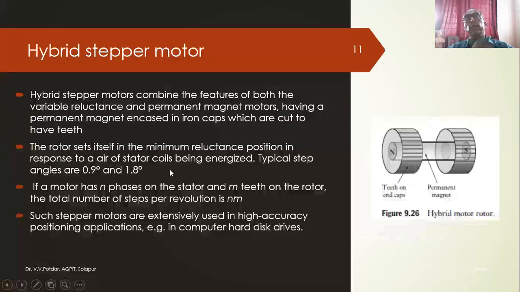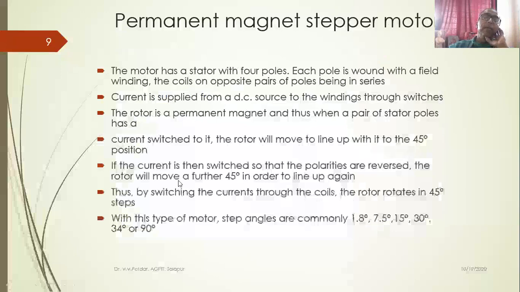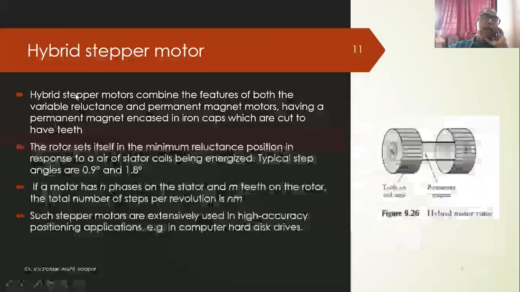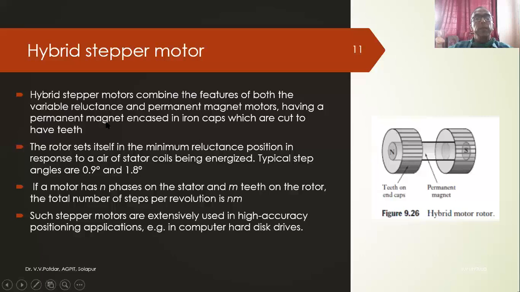Now we'll see the hybrid stepper motor. It is a combination of permanent magnet and variable reluctance, so both features will be there. Hybrid stepper motors combine the features of both the variable reluctance and permanent magnet motors, having a permanent magnet encased in iron end caps, which are cut to have teeth. So these end caps have teeth on them.